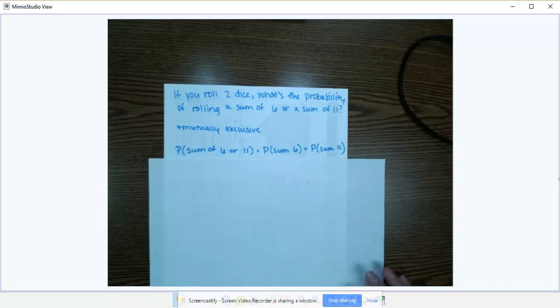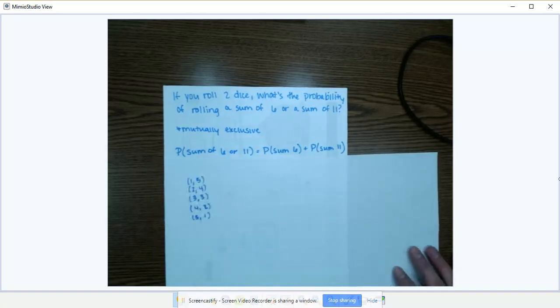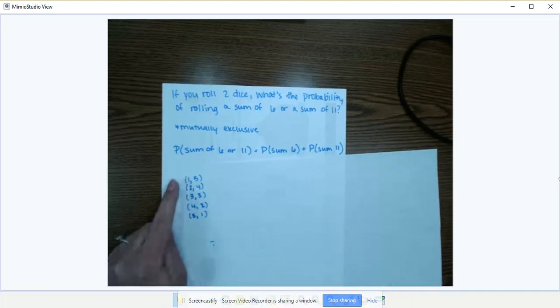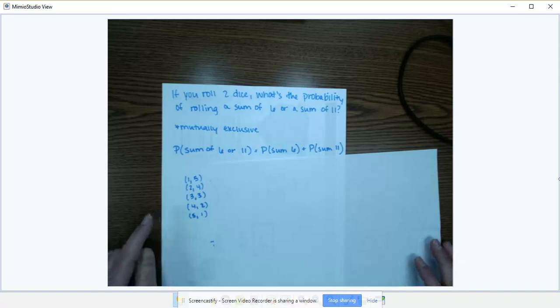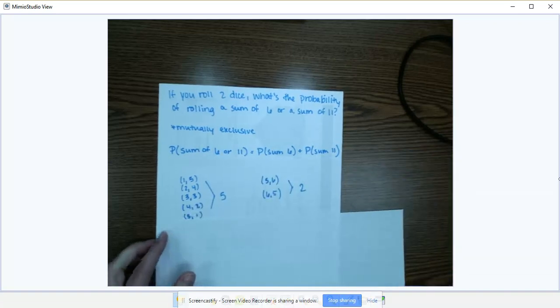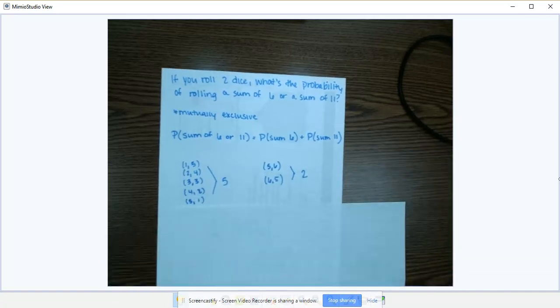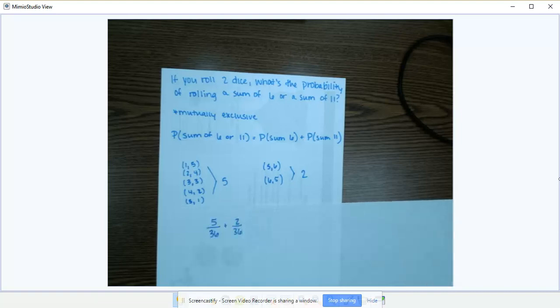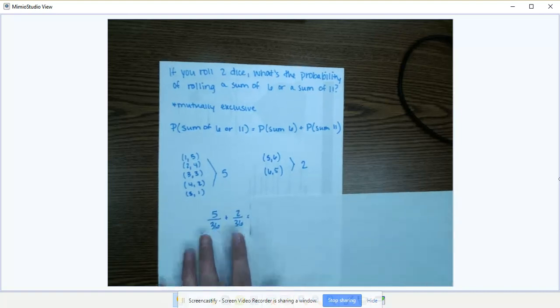And then if you think about rolling two dice, here's the ways you could add up to 6. 1 and 5, 2 and 4, 3 and 3, 4 and 2, and 5 and 1. So there's 5 different options there. And then to add to 11, you would have 5 and 6 or 6 and 5. So we know the numerators of our two probabilities, and then we have to think how many total options would there be. And we get 36 on our denominator. That's the total number of sums that we get.